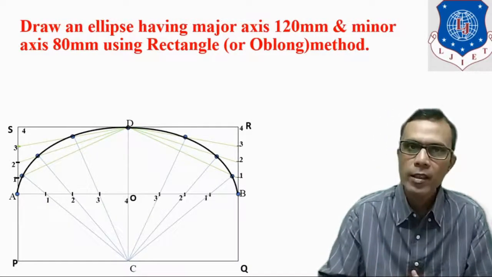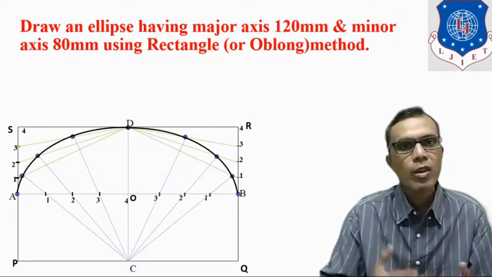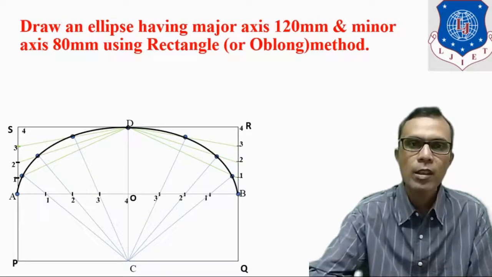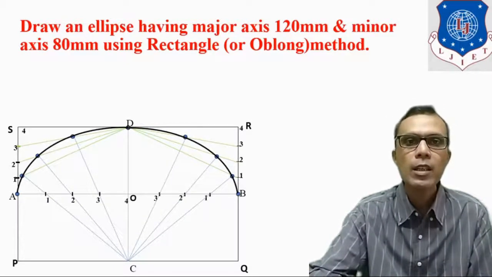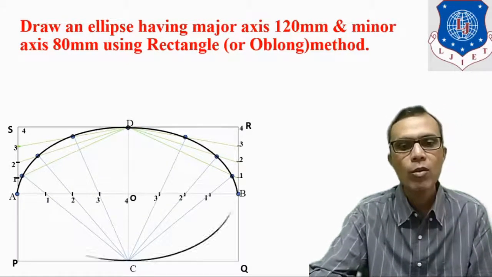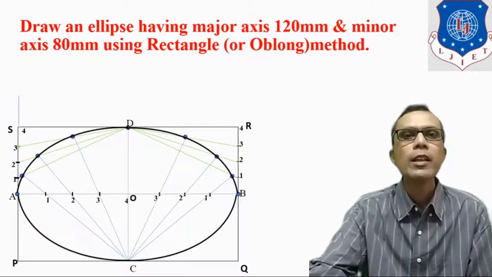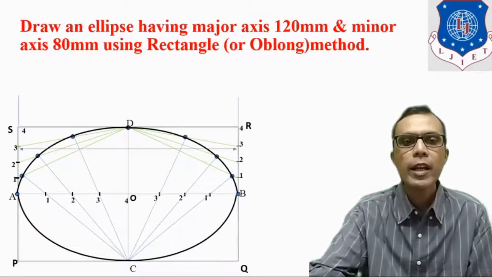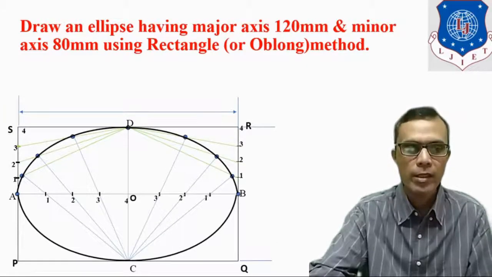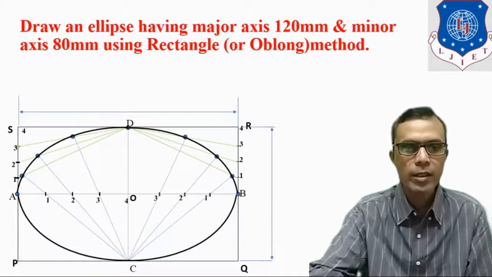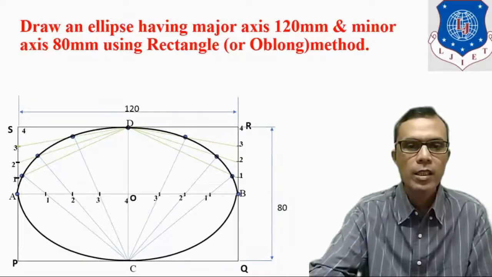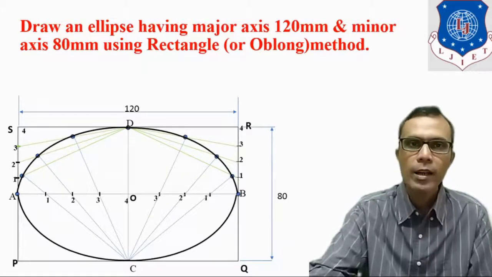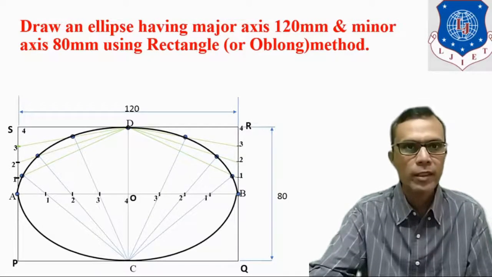Ellipse is a symmetrical curve. For the remaining part of the ellipse, we have to apply a similar procedure and we get the remaining points, and when we join all these points, we will get the required curve. Finally, write down the dimensions of the major axis and minor axis, 120 and 80 mm. So it is the ellipse by rectangle or oblong method.